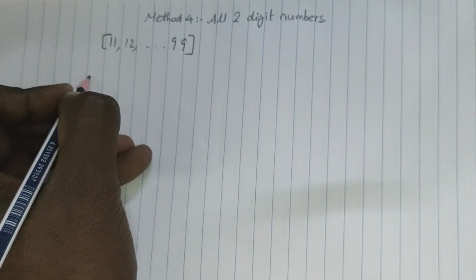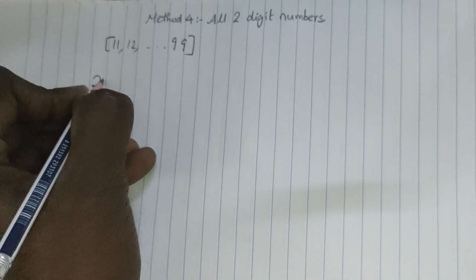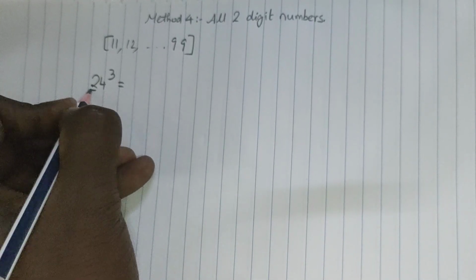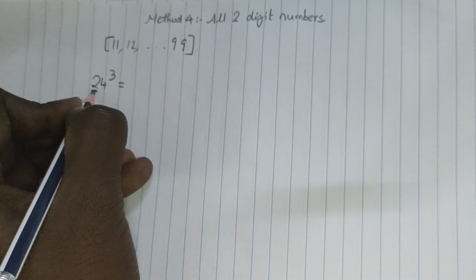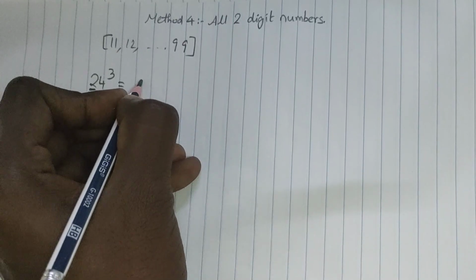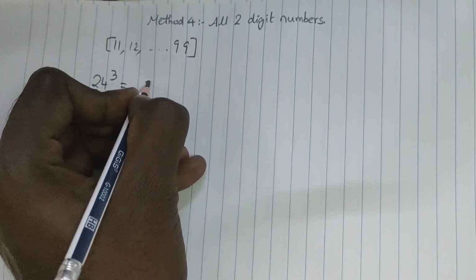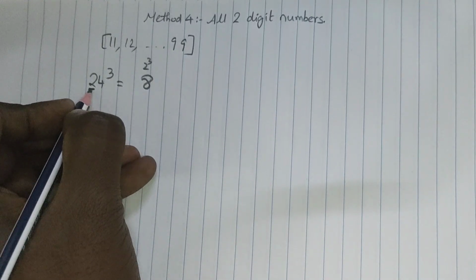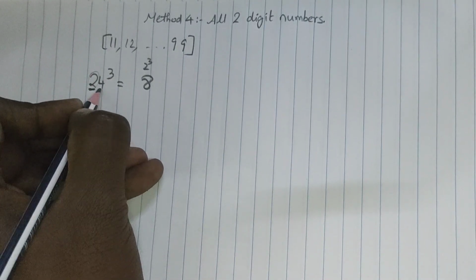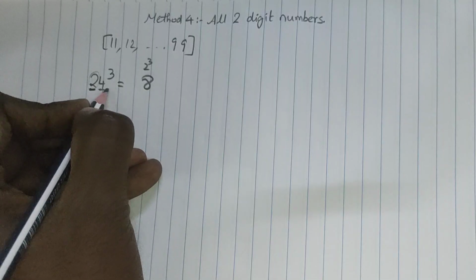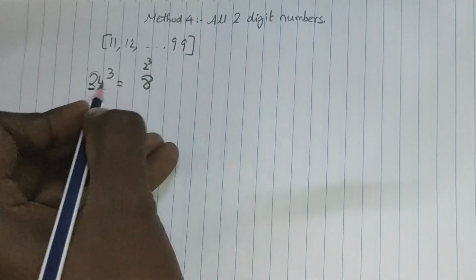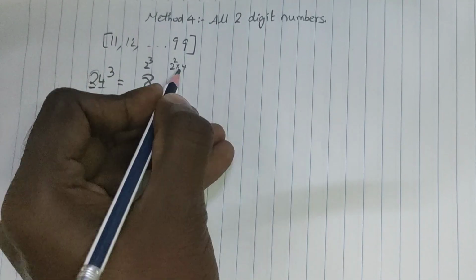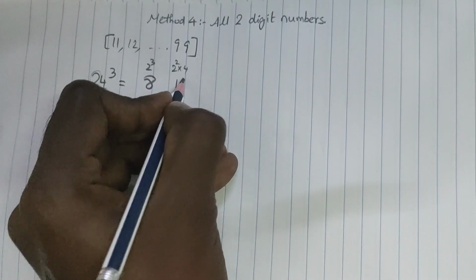We can use this method for any two-digit number for finding the cube. Like if I'm going to find 24 cube, what I need to do is first write the cube of the first number. Here 2 cube is 8. Then I need to do the square of the first number and multiply it with the second number, so 2 square into 4: 2 square is 4, 4 times 4 is 16.